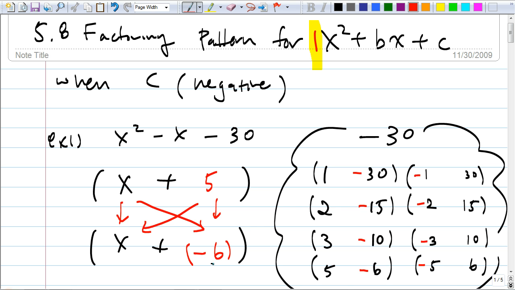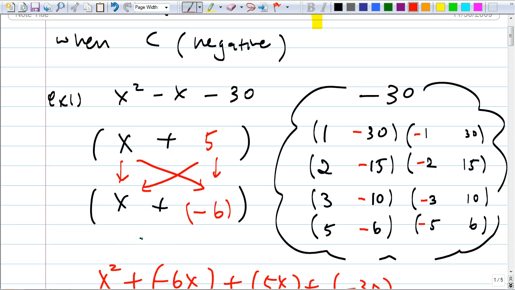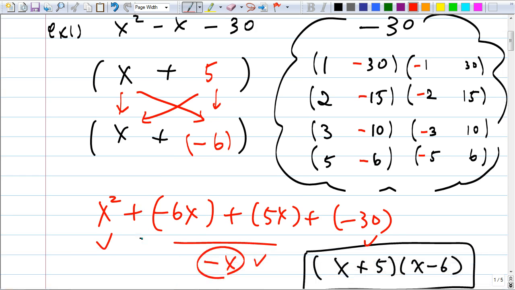Because you should always check, right? So when we do this vertically, what's x times x? That gives you the first term. x times x is x squared, is that what we get? Last term, 5 times negative 6, do we get negative 30? Now all we have to check is the middle term. What's x times negative 6, class? Negative 6x plus, what's 5 times x? Do we get negative 1x in the middle? Yeah, all checks, and there's the answer.